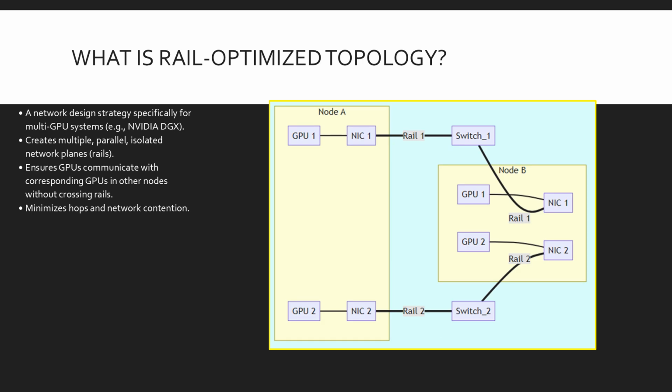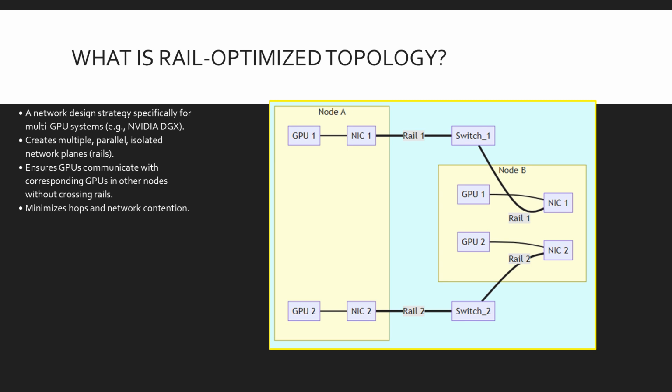The solution is rail-optimized topology. Instead of a single messy mesh, we restructure the network into parallel, high-bandwidth data paths called rails. In a multi-GPU system, like an NVIDIA DGX, we have multiple network interface cards, or NICs. A rail-optimized design ensures that traffic from a specific GPU, say GPU1, travels on a dedicated network plane to reach GPU1 on another node. This isolation prevents traffic from different GPUs from interfering with each other and reduces the number of switches the data must traverse.